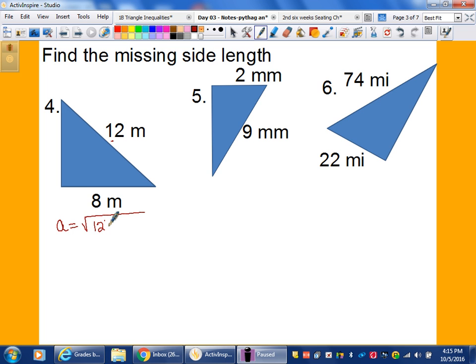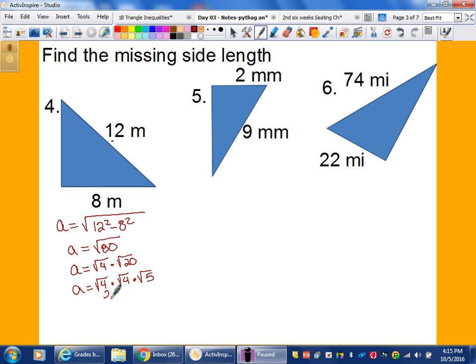c squared, so 12 squared minus 8 squared. That's 144 minus 64, so that'd be the square root of 80. So this is where you start thinking, are there any perfect squares that 80 is divisible by? Well, yeah, 80 is divisible by 4, right? So that turns into square root of 4 times square root of 20. Then you go, well, wait a minute, 20 is divisible by 4, so that's another square root of 4 I can take out, and now give me square root of 5 left over.